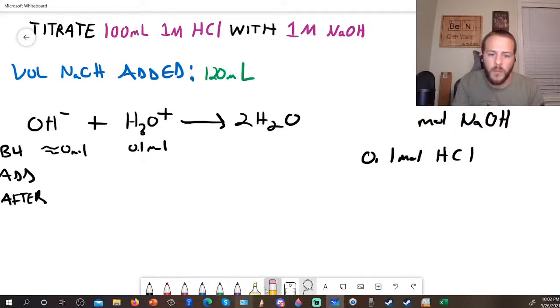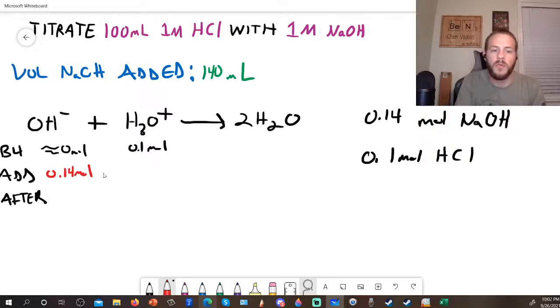Okay, so what did we say? We said 140, right? 140 milliliters. That's our next point in our titration curve that we're going to look at. So 140 milliliters of a 1 molar sodium hydroxide solution. Just to do the math in my head real quick, that ends up being 0.14 moles of sodium hydroxide, right? So that's how much we're adding here.